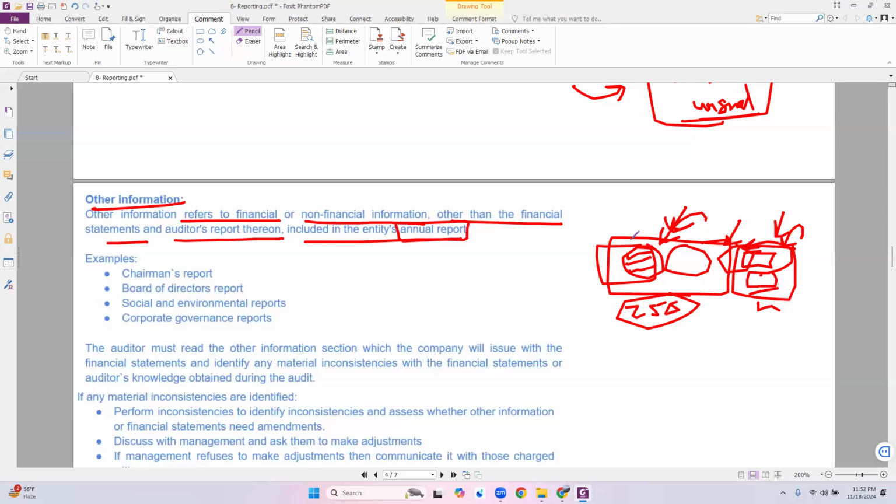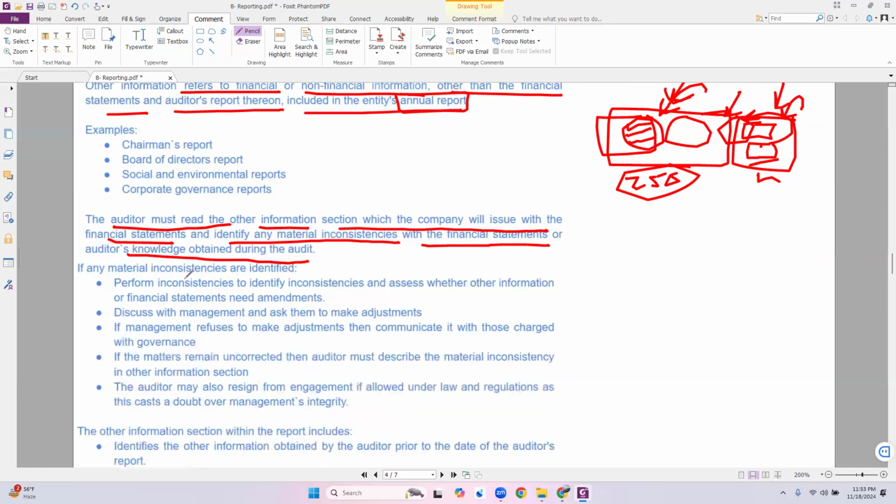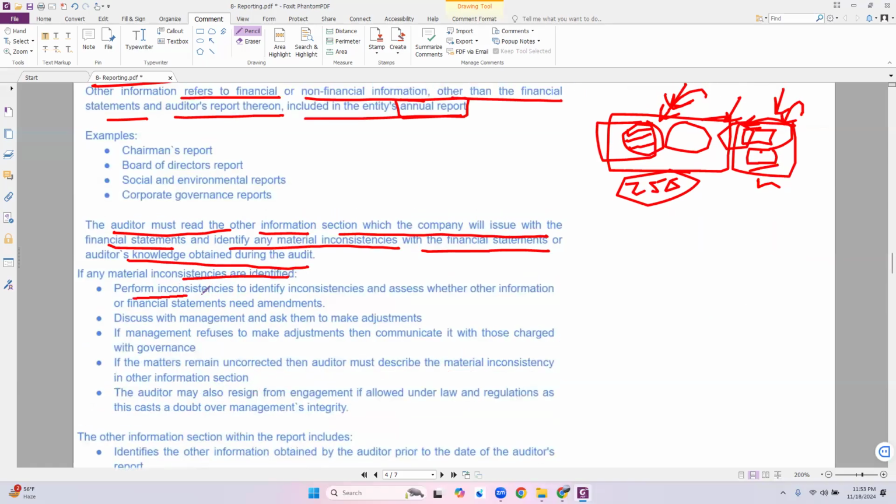You have to read all of this other information. What is written here? The auditor must read the other information section which the company will issue with the financial statements and identify any material inconsistencies with the financial statements or the auditor's knowledge obtained during the audit. If any material inconsistencies are identified, perform procedures to identify inconsistencies and assess whether the other information or financial statements need amendments. So basically, you will first identify: this kind of statement is given there. Would it affect the financial statements, or is this statement actually wrong?